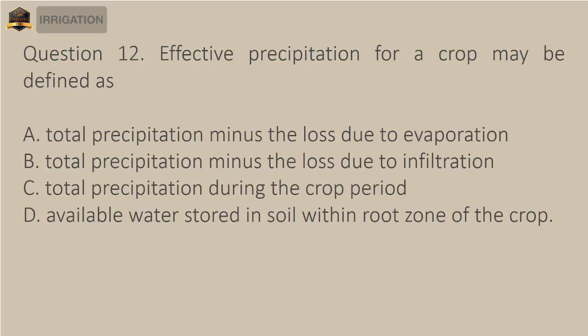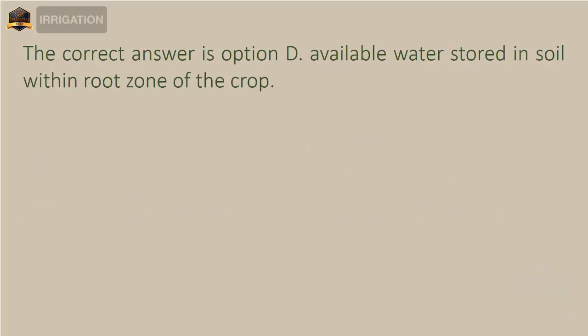Question 12. Effective precipitation for a crop may be defined as A. Total precipitation minus the loss due to evaporation. B. Total precipitation minus the loss due to infiltration. C. Total precipitation during the crop period. D. Available water stored in soil within root zone of the crop. The correct answer is option D, available water stored in soil within root zone of the crop.